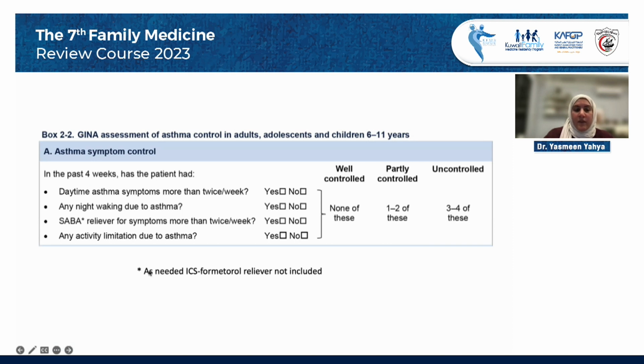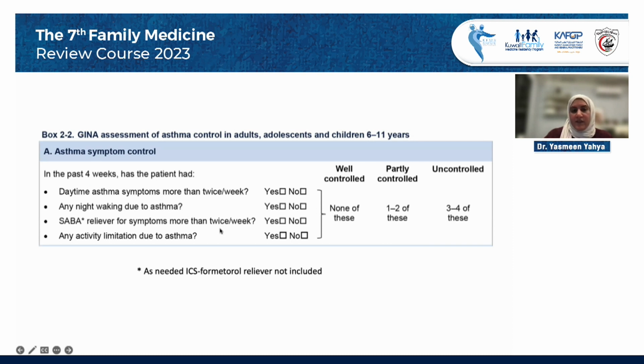And be careful, this is not including the case where the patient is using ICS formoterol as a reliever. I mean, if the patient is using Symbicort as a reliever, then you will not count it here. This is only for Ventolin. And then any activity limitation, there should be no activity limitation in a patient with asthma. So this tells us that the patient is well controlled.